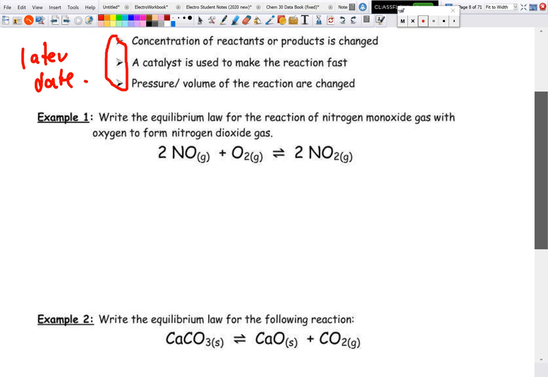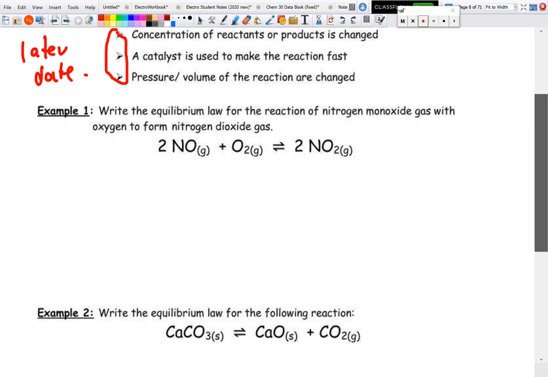So all we're going to do right now is just look at actually putting some of these things into the equilibrium law. So for example, we have the equilibrium law for the reaction of nitrogen monoxide gas with oxygen to form nitrogen dioxide. So we have our reaction. First thing we need to notice: gas, gas, gas. Because these are all gaseous, they can be put into our equilibrium law, and it's only solids and liquids we omit.